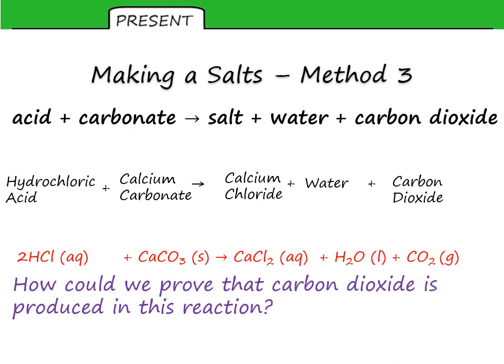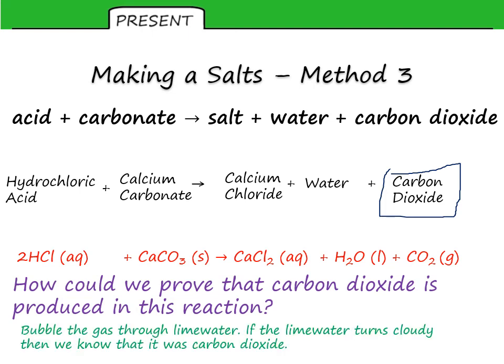So in this reaction, how could we prove that carbon dioxide is produced? Let's see what you can remember from a topic that we've learnt before. So I know that carbon dioxide is produced, it's a gas, but how could we prove that? If we bubble the gas through lime water, the lime water will turn cloudy. So it goes from colourless to cloudy if the gas is carbon dioxide.